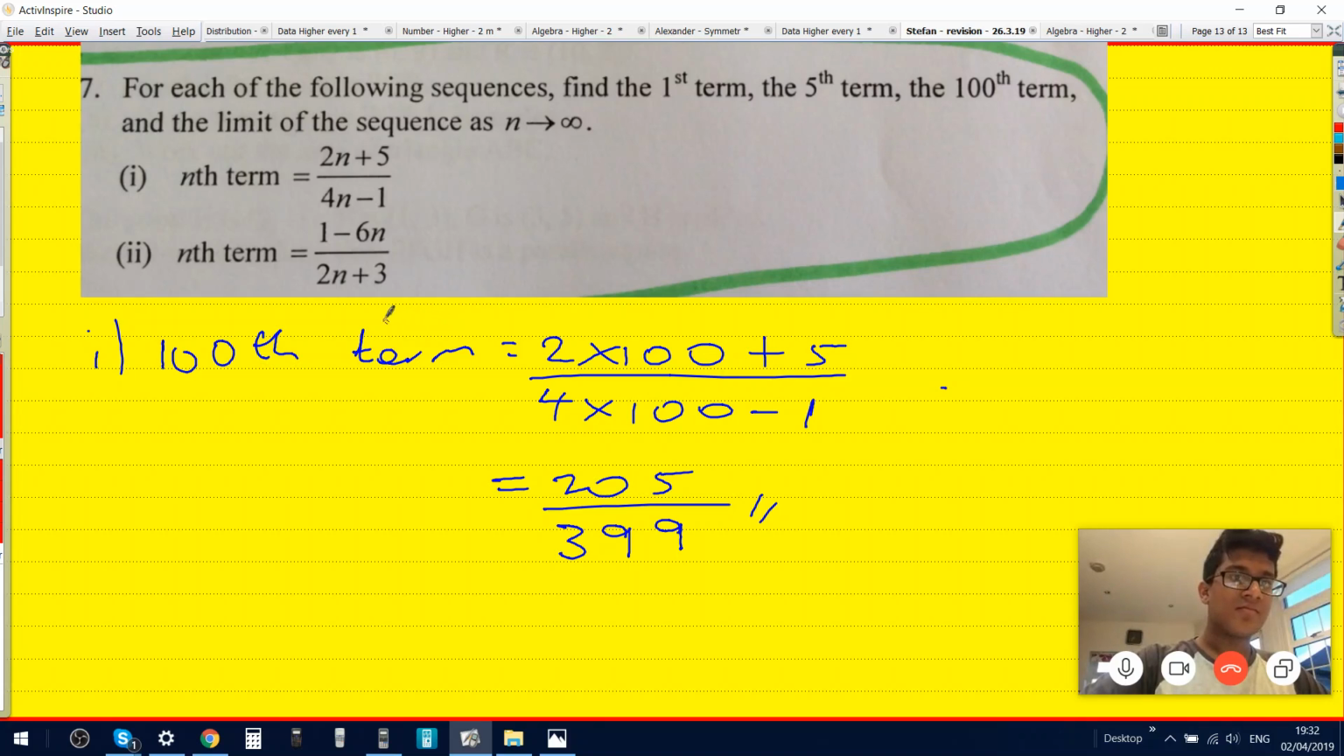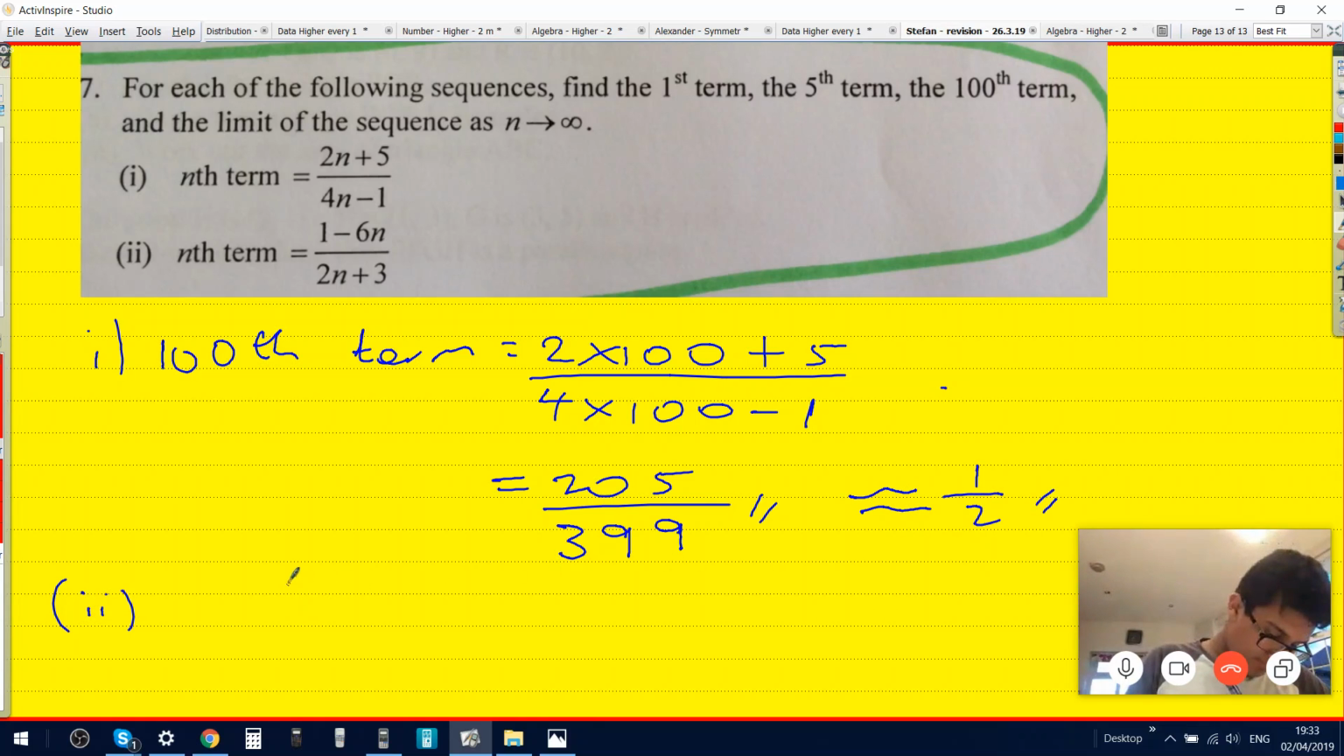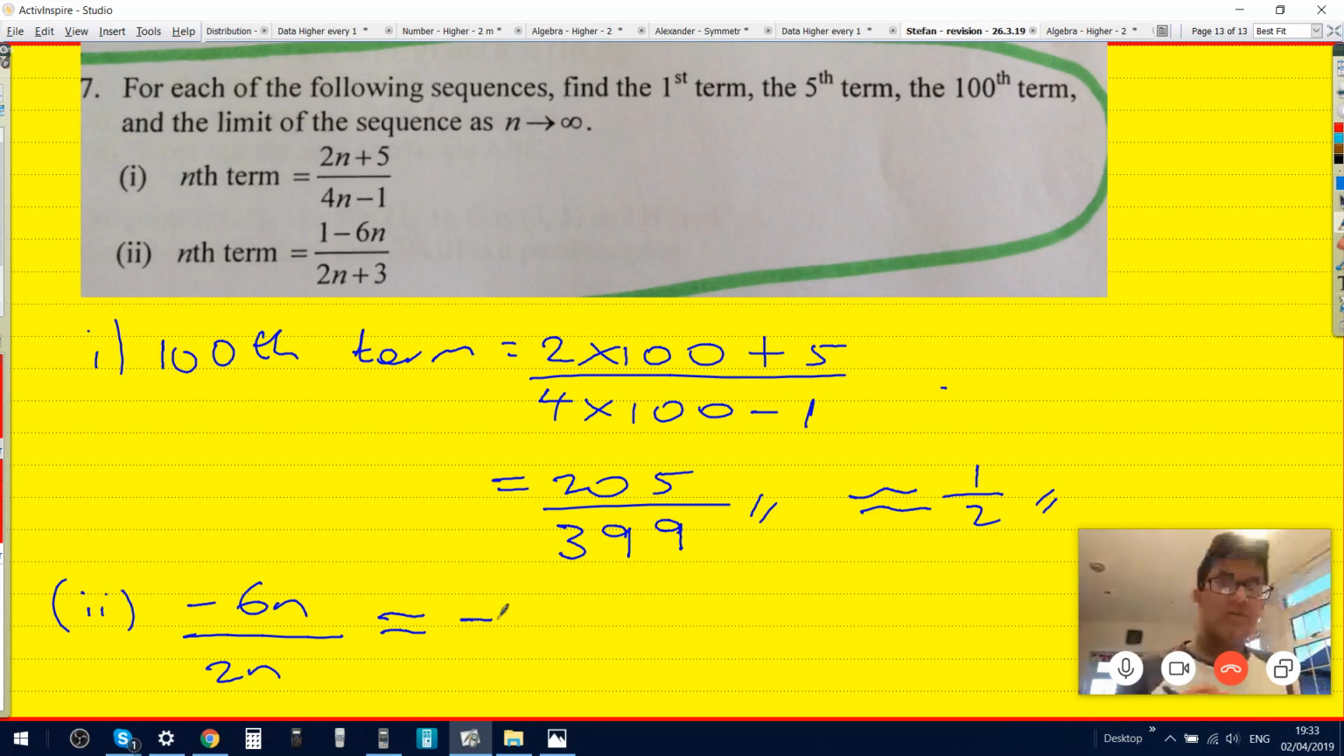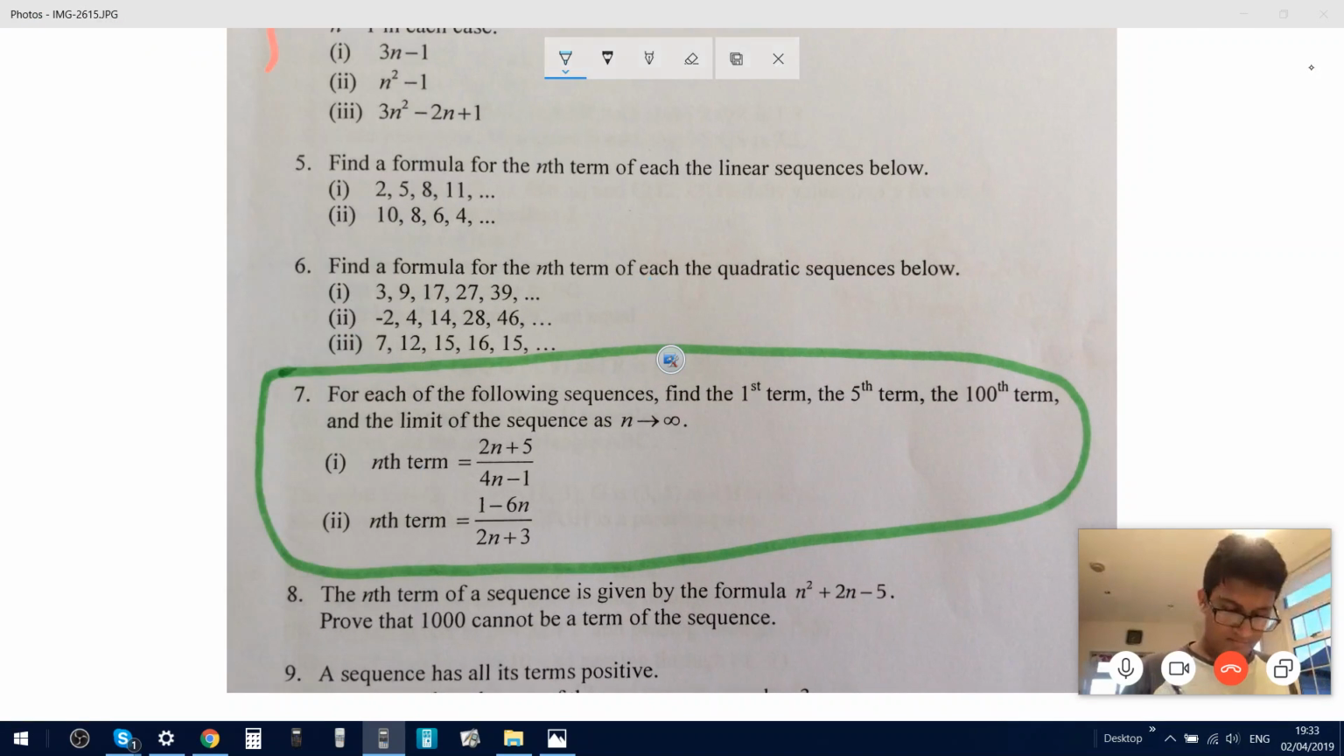And so at the limit it reaches a half as n approaches infinity. For the second one, we've got 1 minus 6n over 2n, which is minus 3, I believe. Yeah, minus 3. That's how those work. Yeah, you already know that.